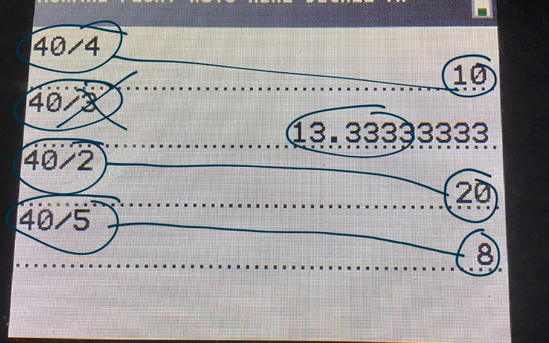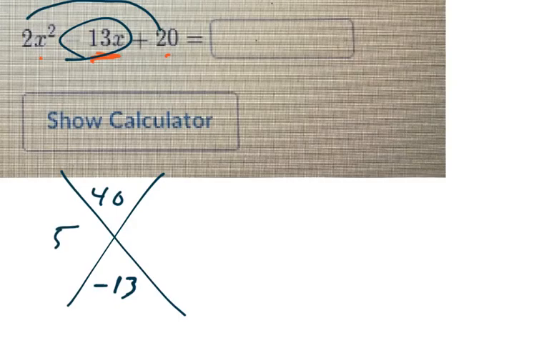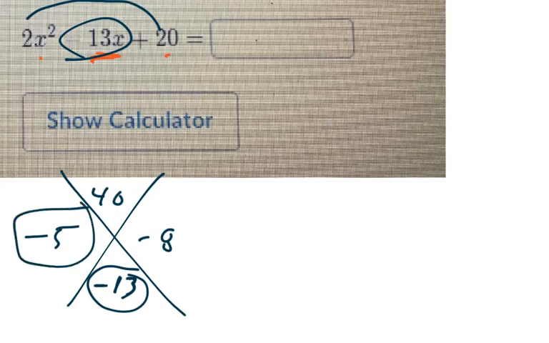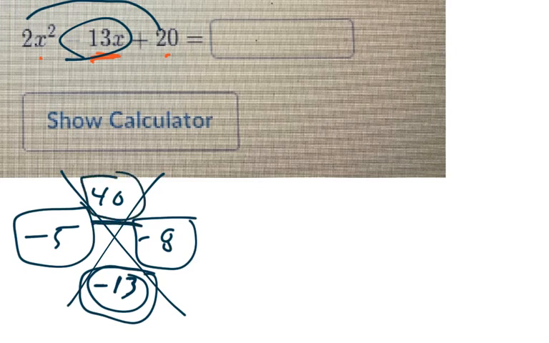So I'm going to do 5 times 8. Now, I need a negative 13, so I'm going to make them both negative. Does everyone agree? Negative 5 and negative 8 is negative 13. Times together, it's still positive 40. So my answer is going to be x minus 5, x minus 8.